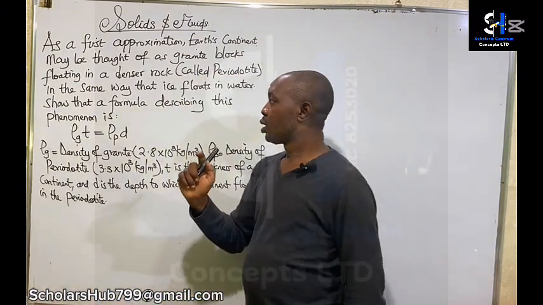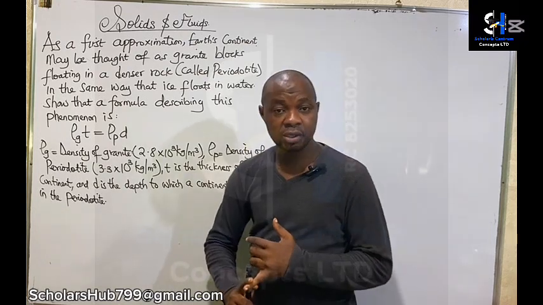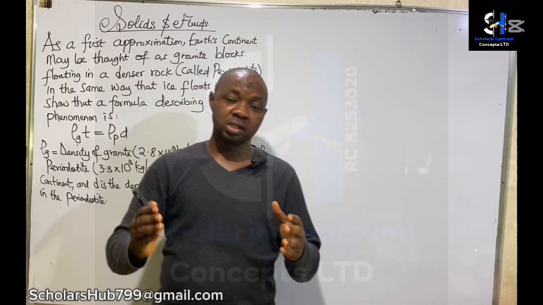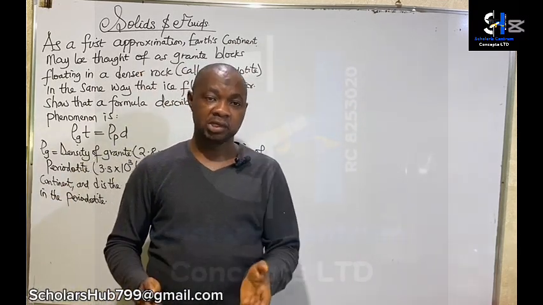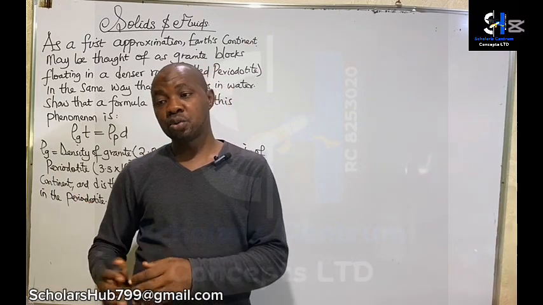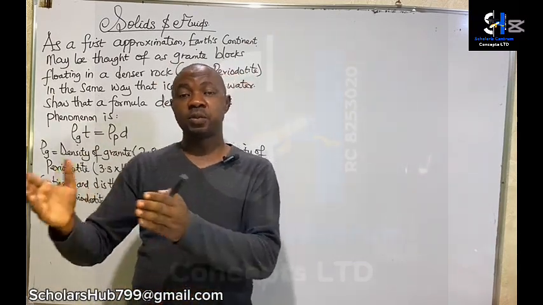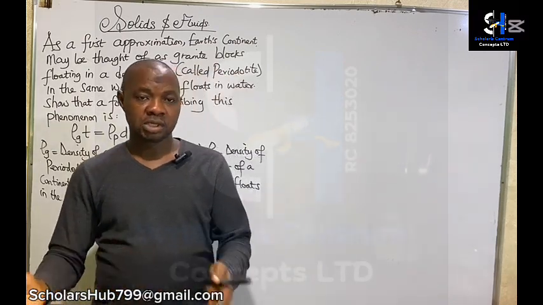So the two principles are, we have the one called the Archimedes principle. The Archimedes principle states that the weight of fluid displaced will be equal to the weight of the object. You understand? That is, the weight of the object will be equal to the weight of fluid displaced.